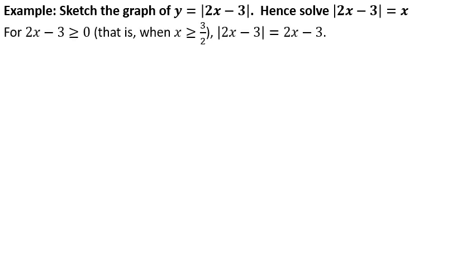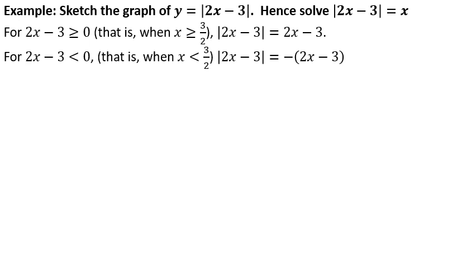So this is how we look at it. We say when the stuff inside is at least 0, then it'll be exactly the same as if we didn't have the modulus signs at all. And when the stuff inside is negative, then it'll be exactly the same as if we had a bracket and a minus sign in front. And that allows us to actually solve equations and sketch graphs, because we're taking our new function notation and just breaking it apart into where it comes from, what it's built from.